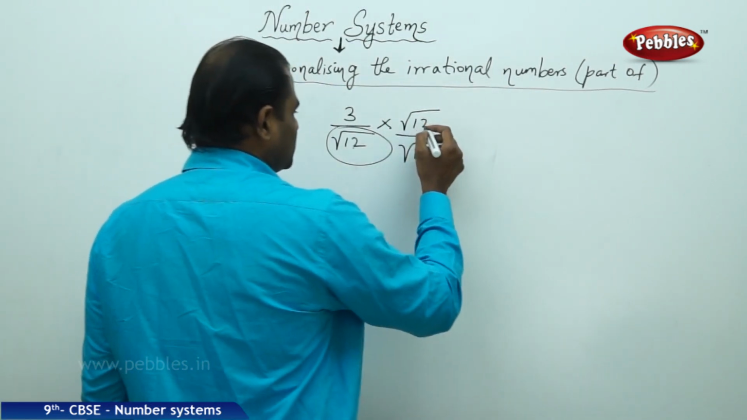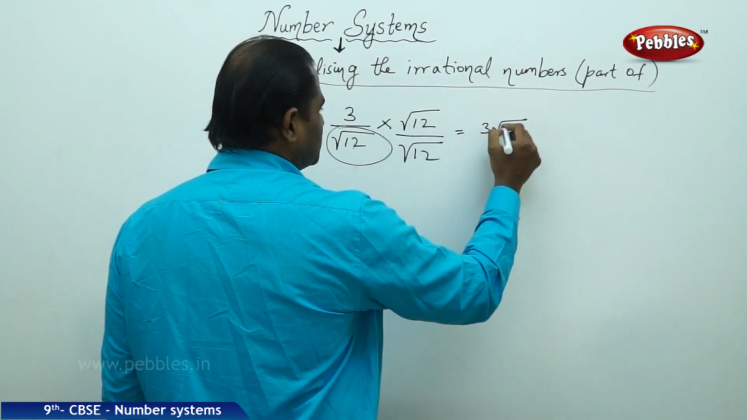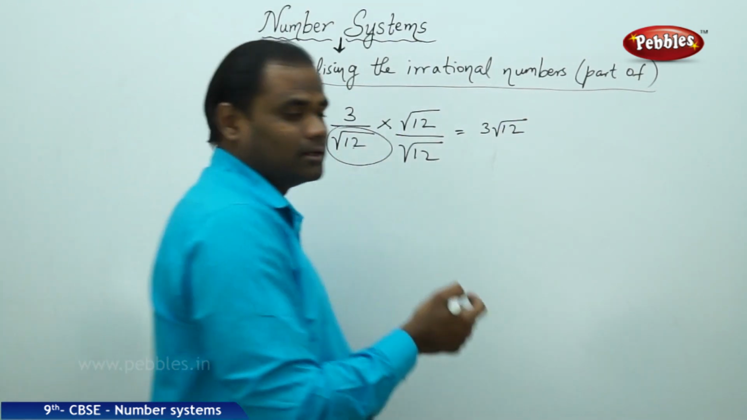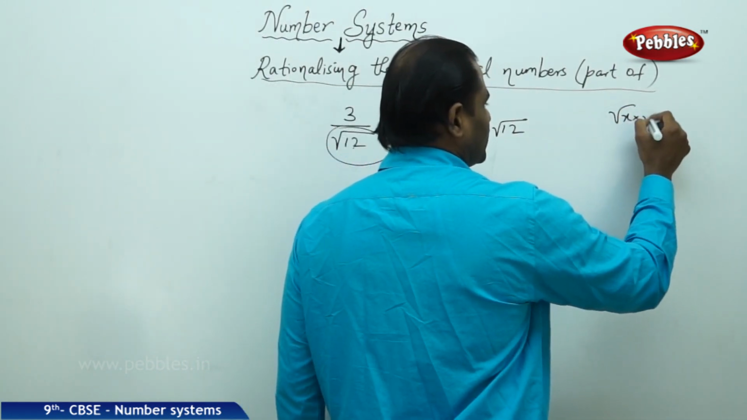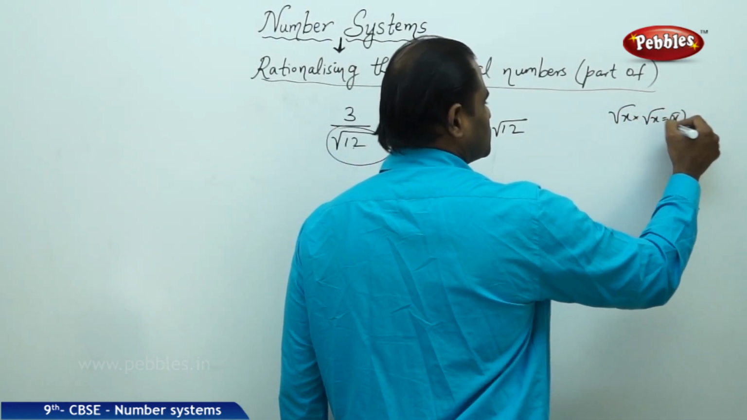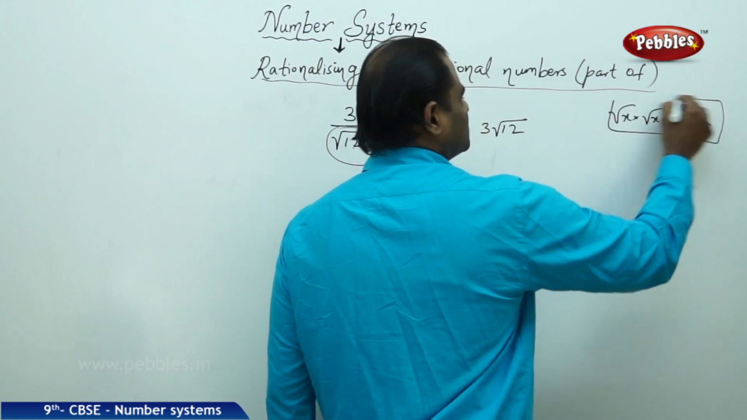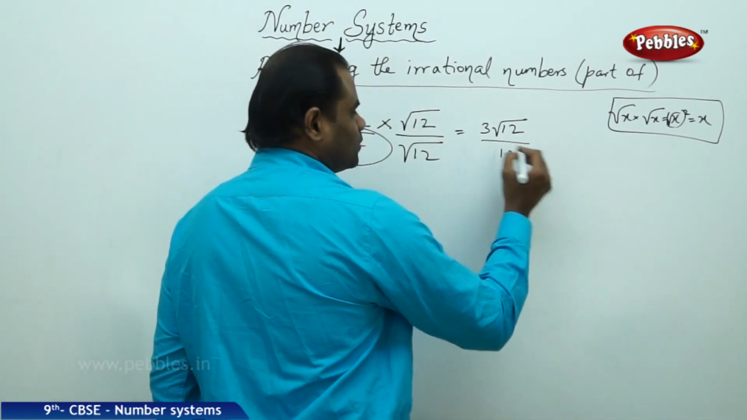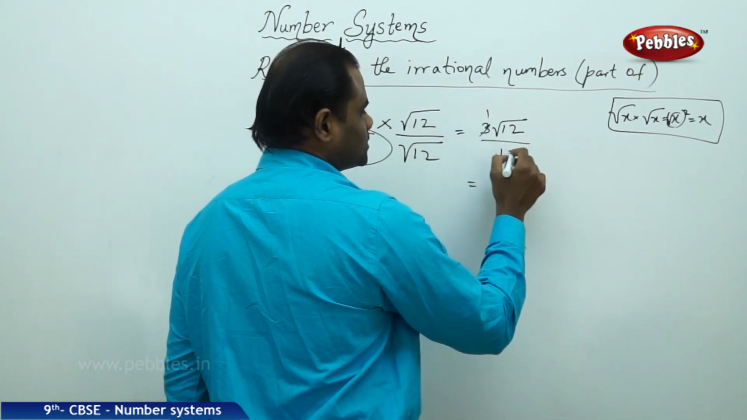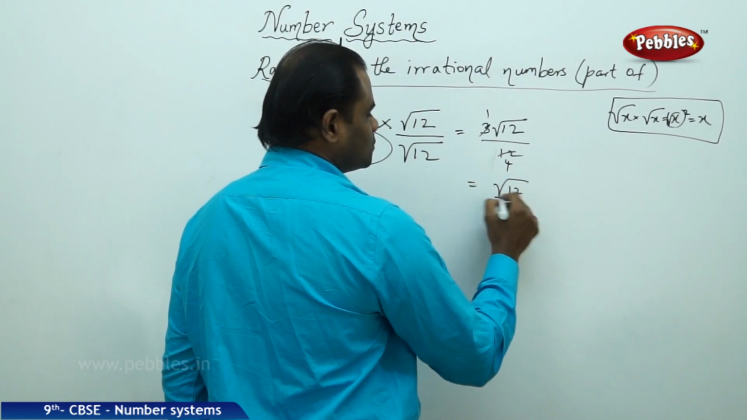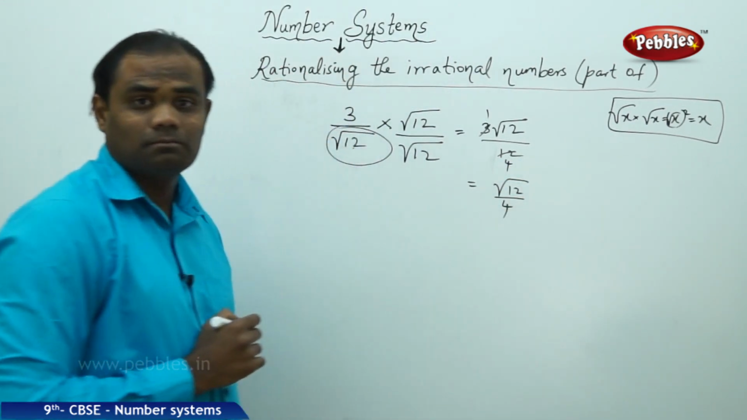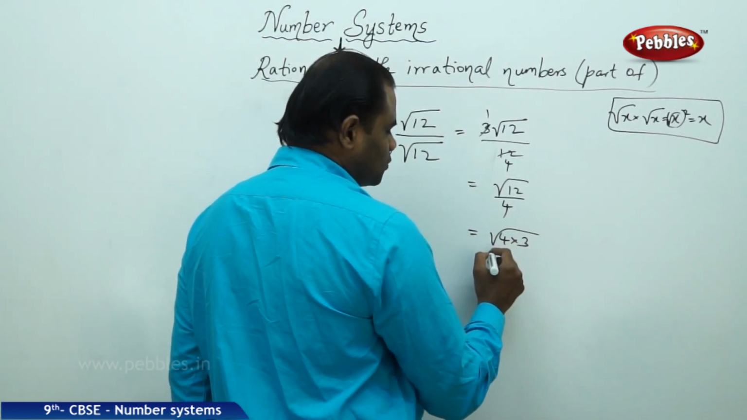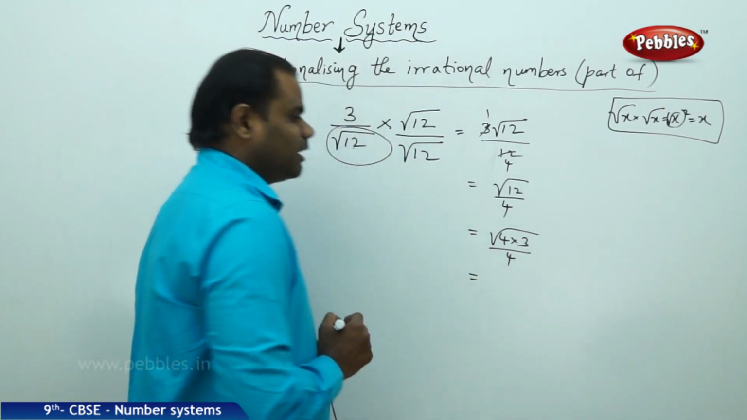So once the root 12 is multiplied and divided, I get this to be 3 times root 12, which is 3 root 12, and root 12 times root 12 is already known with the property root x times root x is root x whole square, which is x, and therefore root 12 times root 12 must be 12, and therefore this can be simplified as 3 root 12 by 12, which is root 12 by 4. This can also be further simplified by taking root 12, which is 4 times 3, and by 4.